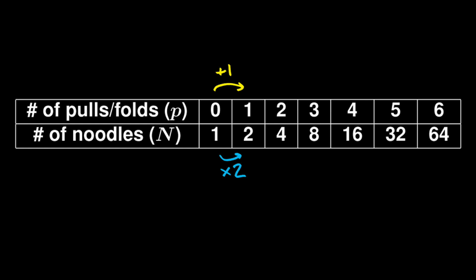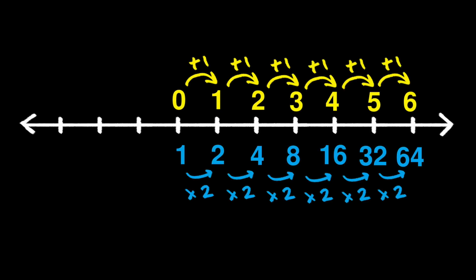Let's use a number line to look at this relationship. We can look at the top number as the number of folds or pulls, and the bottom as the number of noodles. So we go 1 to the right on the top, we multiply by 2 in the bottom. Okay, so you're probably wondering then why I have a few empty spaces on the left. Let's start at 6, then go backward. If we go 1 to the left, on the top, what happens to the number of noodles?